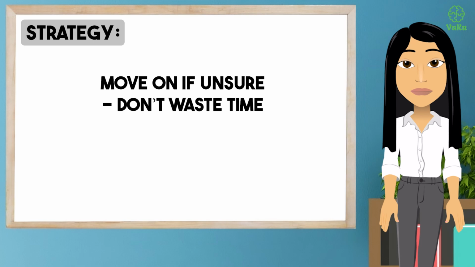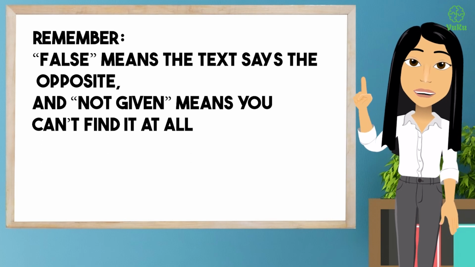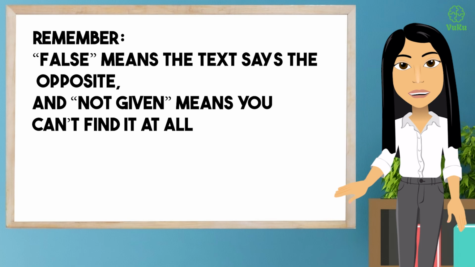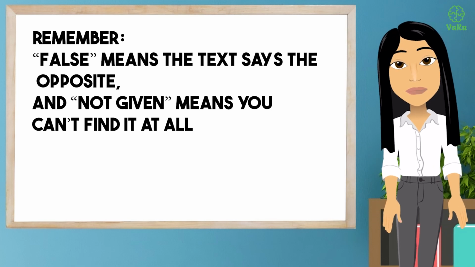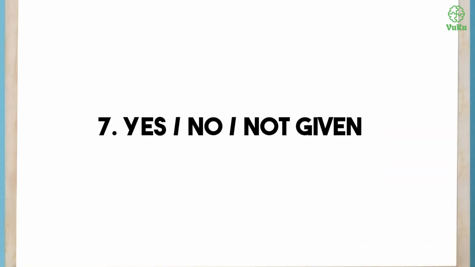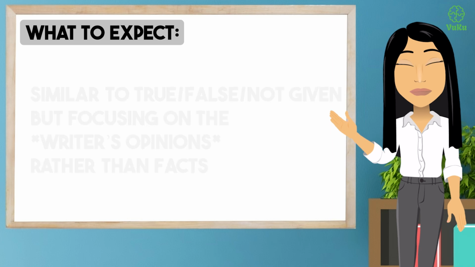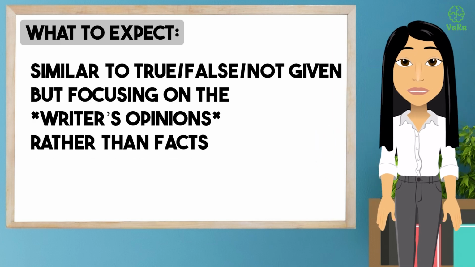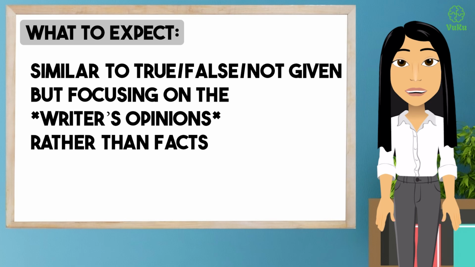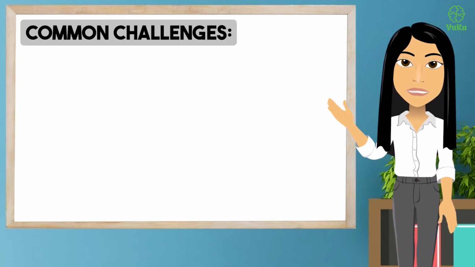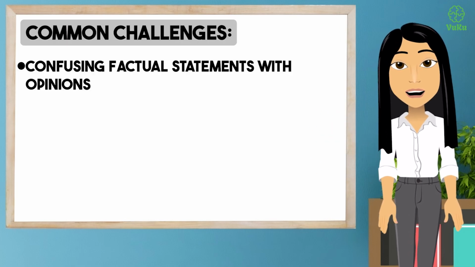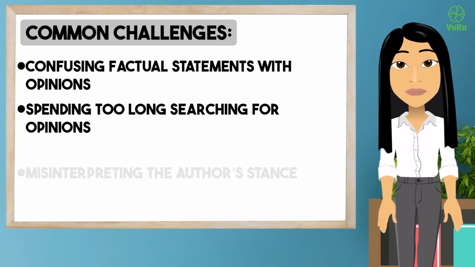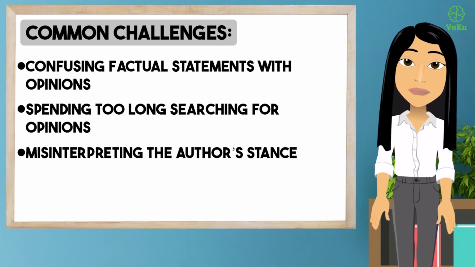Don't waste time. Remember, false means the text says the opposite, and not given means you can't find it at all. It's not a trick, it's a skill. 7. Yes, no, not given. What to expect? Similar to true, false, not given, but focusing on the writer's opinions rather than facts. Common challenges: confusing factual statements with opinions, spending too long searching for opinions, misinterpreting the author's stance.